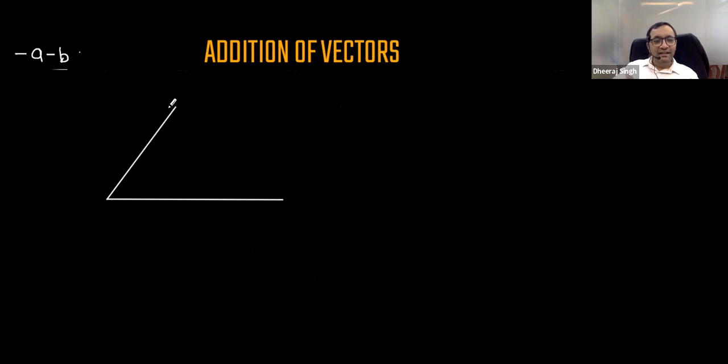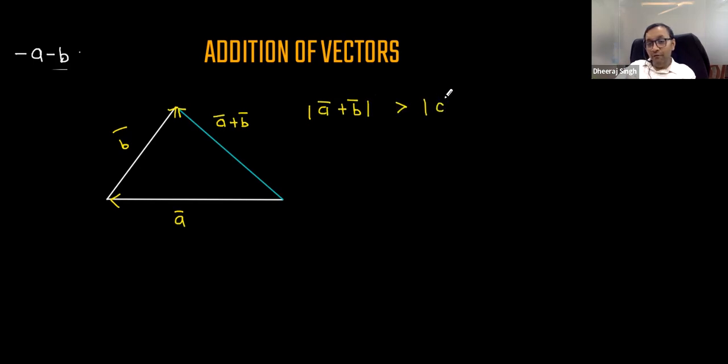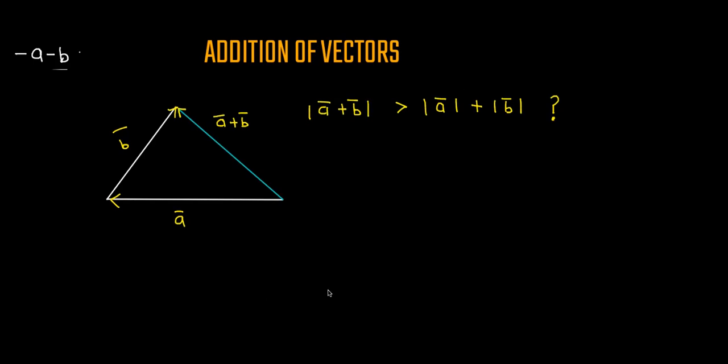Listen here, this is A, this is B. Where is A plus B? A plus B is this. All of us agree that this is A plus B, right? The length of A plus B is the magnitude of A plus B. Agree or not? What I'm saying is, can this ever be greater than the sum of the magnitudes of A and B? Can this happen? That is my question. If not, why?